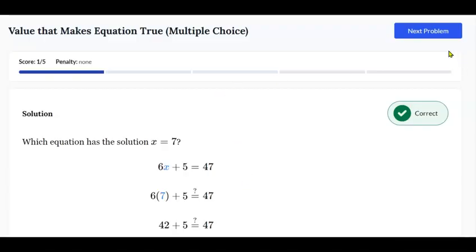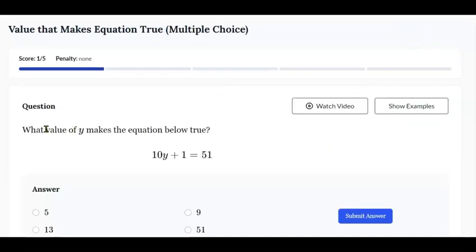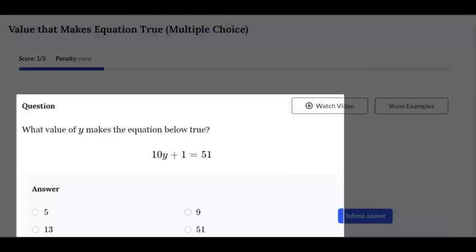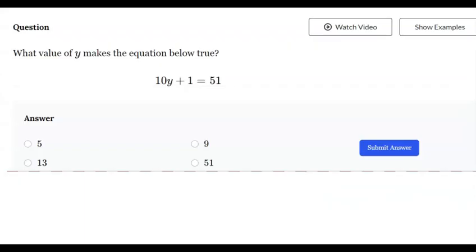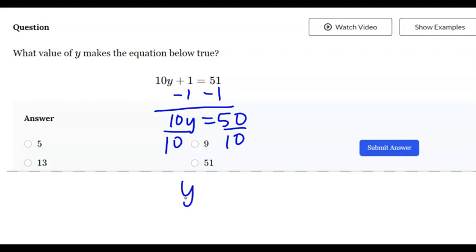Let's take a look at another question. What value of y makes the equation below true? So again, you have two options when you're looking to solve this question. The first is you could straight up solve the equation using your inverse operations like this to isolate the letter y to find the actual solution.